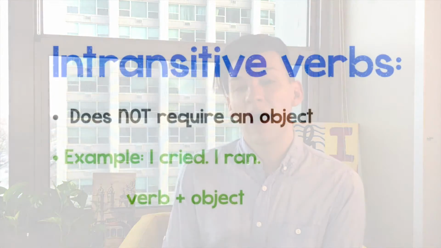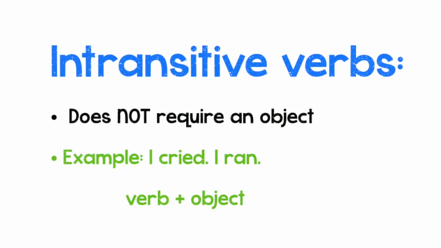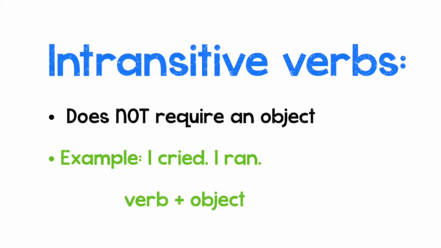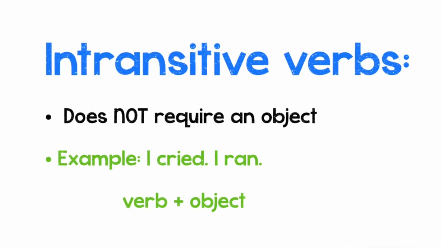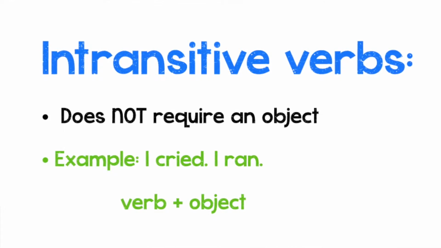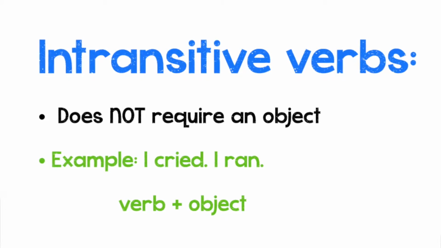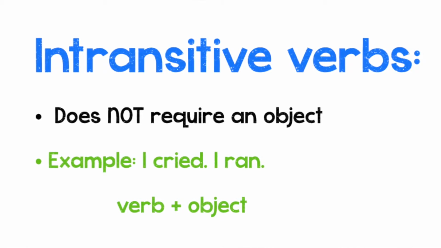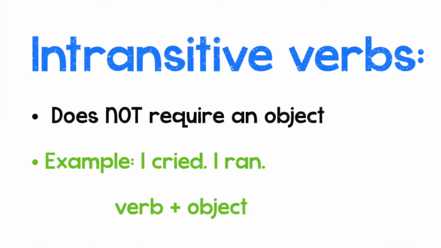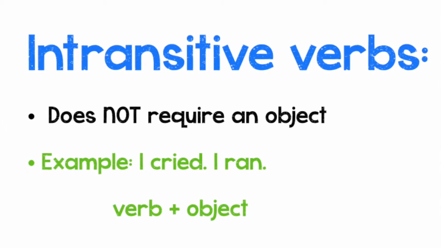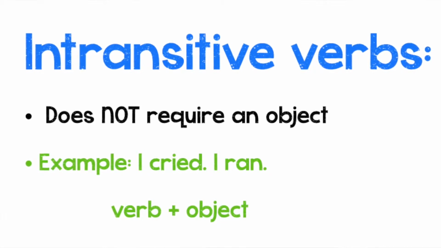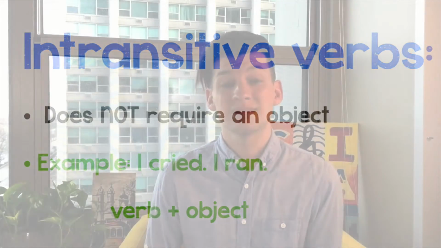With intransitive verbs, you don't require the object. So, first, with transitive verbs, you usually require a direct object. I just want to repeat that. With intransitive verbs, you don't require an object at all, whether it be direct or indirect. For example, I cried, I ran. These are perfectly okay sentences by themselves. They don't have the noun or the object, and they are perfectly grammatically correct sentences.